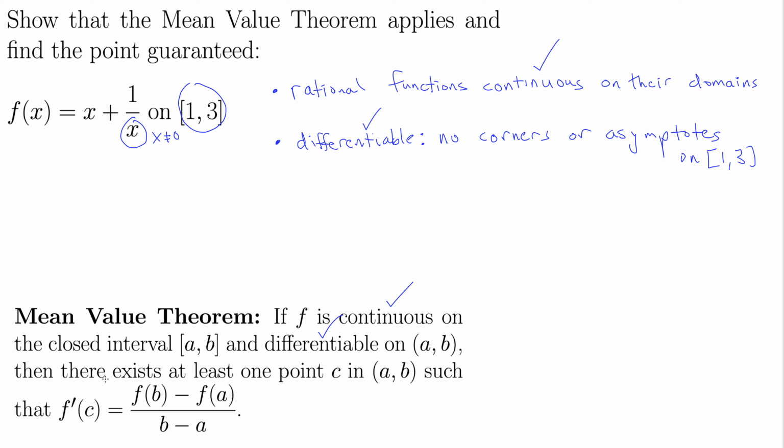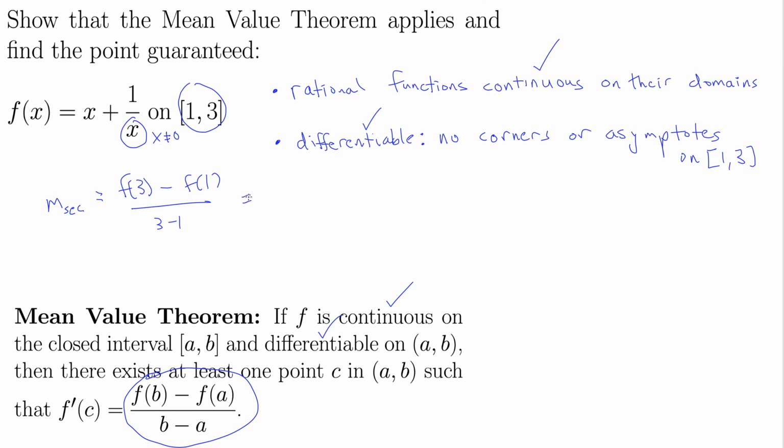Okay, so now we get what the theorem gives us. Then there exists at least one point c in (a, b) such that that derivative equals the average slope, or the slope of the secant line. So let's figure out what this quantity is here, f of b minus f of a over b minus a. So we'll say m subsecant, there we go, a way of denoting that, is f of 3 minus f of 1 all over 3 minus 1.